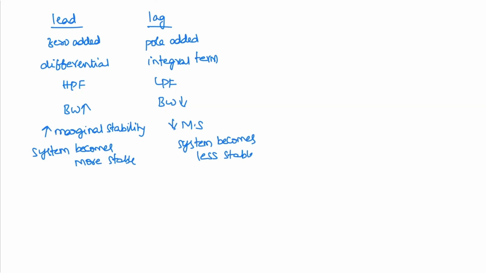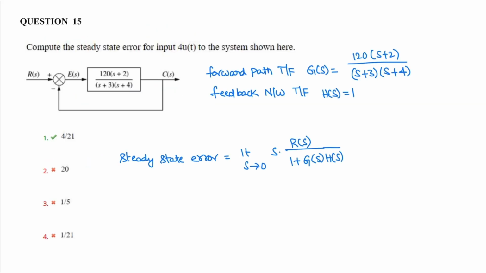These are some more points related to lead lag compensator. Next question. Compute the steady state error for input 4 into u of t for the system shown below. Given forward path transfer function G(s) is 120 into (s plus 2) by (s plus 3) into (s plus 4). Given feedback network transfer function H(s) is unity.